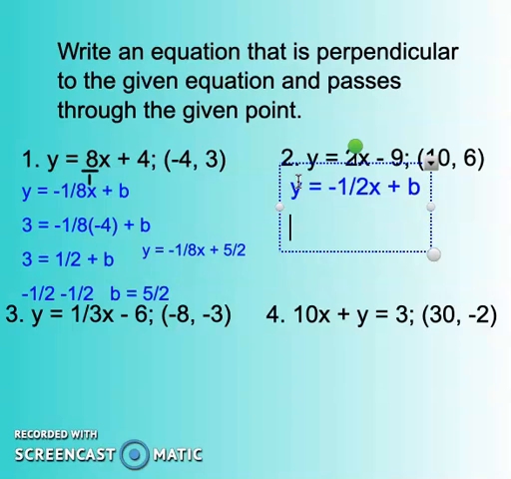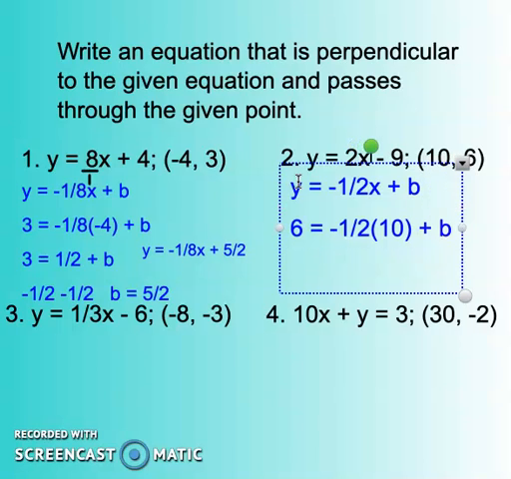And now what I'm going to do is plug in the 10 and the 6 to figure out what b is, or what my y-intercept is. So 6 would go in for y, then 10 will go in for the x, plus the b. And if I solve this, y equals, and if I take a half of 10, that's 5, but it will be -5 because of that negative there.